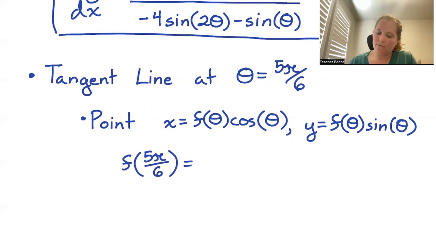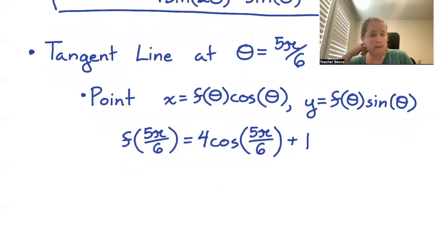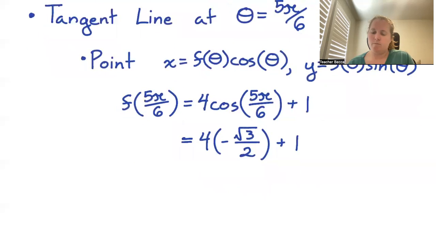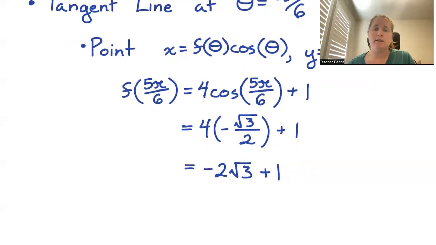f said that we did 4 times cosine of theta, so 4 times cosine of 5 pi over 6, and then plus 1. Cosine of 5 pi over 6 is negative root 3 over 2. So we are looking at 4 times negative root 3 over 2 plus 1, or negative 2 times root 3 plus 1. So this is our f of theta.